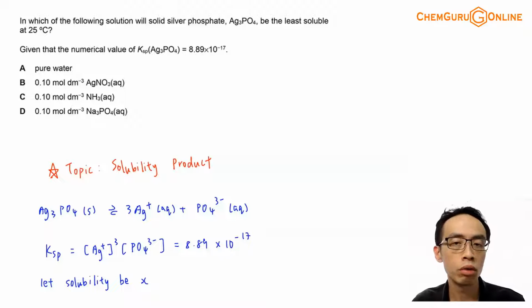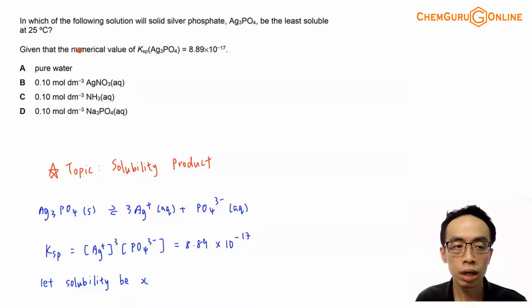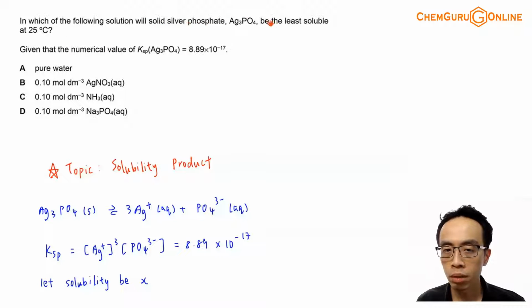Now in this week's video, we want to learn how to compare solubility of silver phosphate in different solutions. So let's take a look at this question. In which of the following solutions will solid silver phosphate be the least soluble at standard temperature? Given that the numerical value of KSP is 8.89 times 10 to the power of minus 17.